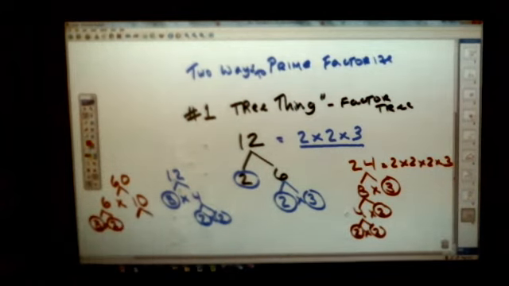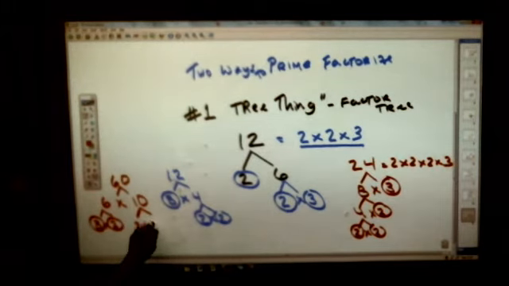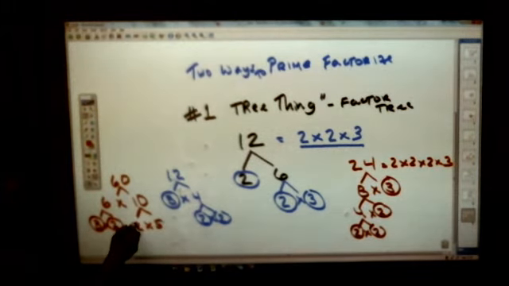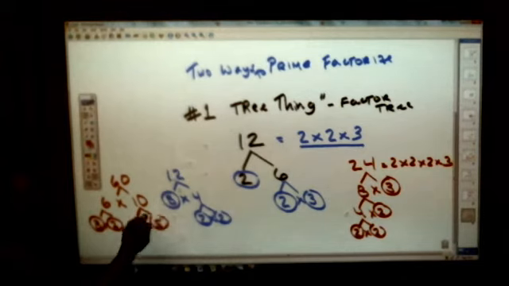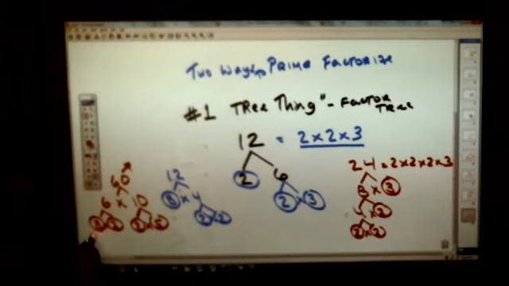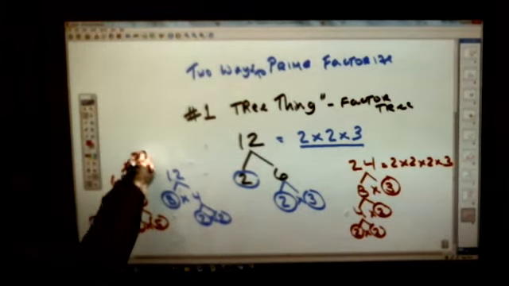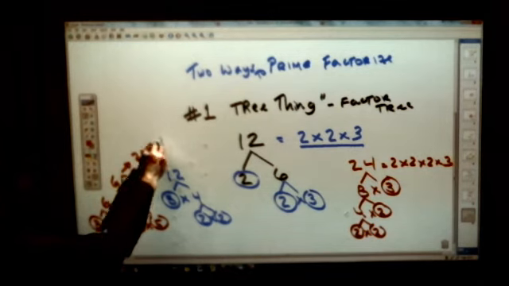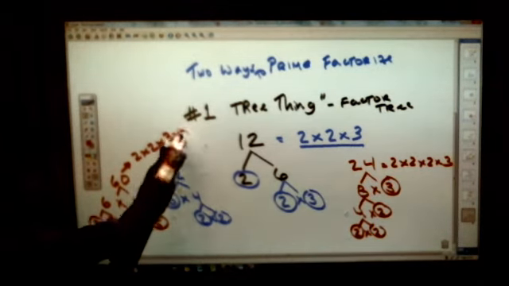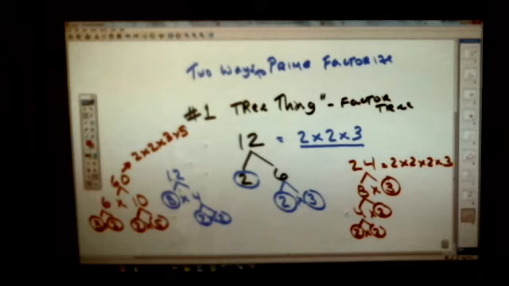But 10 still needs to be broken down into, Colin? 2 times 5. And those are both prime, so I can stop there. And again, please rewrite those in order. I've got 2 2s, 2 times 2, 1 3, and 1 5. And that all will multiply to give me 60.